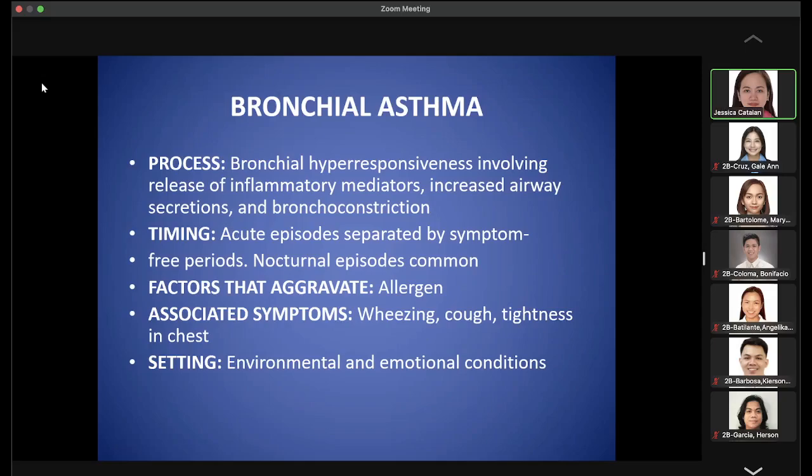Bronchial asthma. So, in bronchial asthma, it may also present with difficulty of breathing. But the pathology here is reversible, no? Because in asthma, there is bronchospasm or bronchoconstriction. And it usually happens episodic. So, episodic yung mga attacks and aggravated by exposure to allergen.